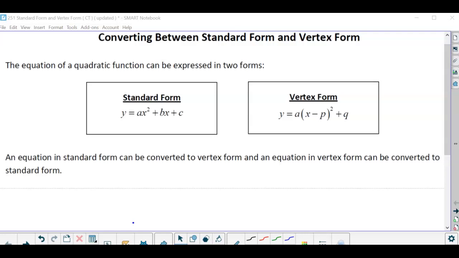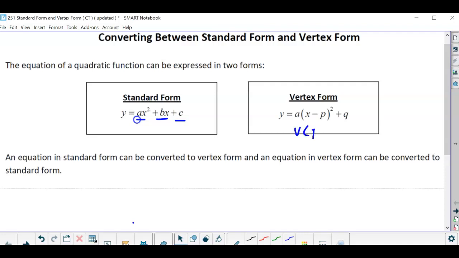All right, so today we're looking at converting between two different algebraic forms of a quadratic function. Standard form is sometimes called simplified form, where there are no brackets, all like terms are collected, and it's shown in descending order of degree. So ax squared plus bx plus c.